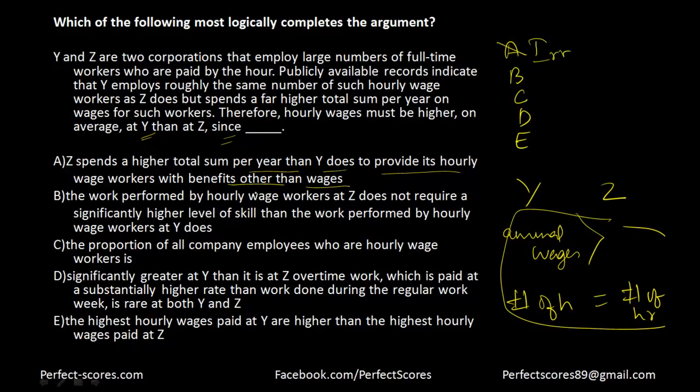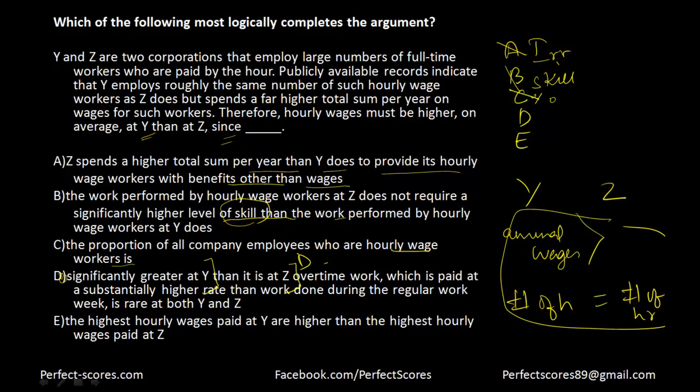B says the work performed by hourly wage workers at Z does not require a significantly higher level of skill. Now remember, you know this is wrong because the word is incorrect. We are not talking about skill at all. C says the proportion of all company employees who are hourly wage workers is, so I think there's something missing over here. It's significantly greater at Y than it is for Z. Right? So let me correct this.